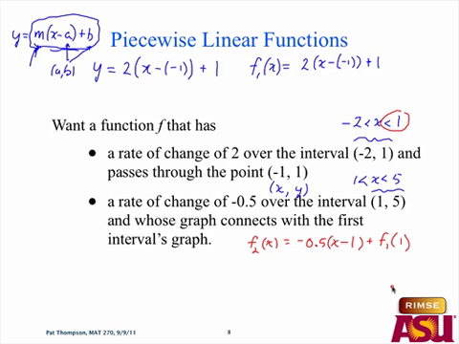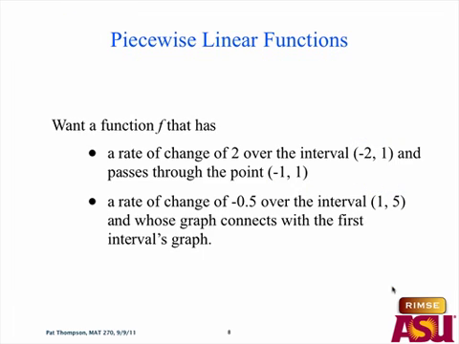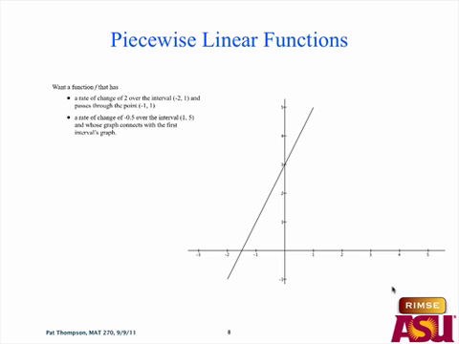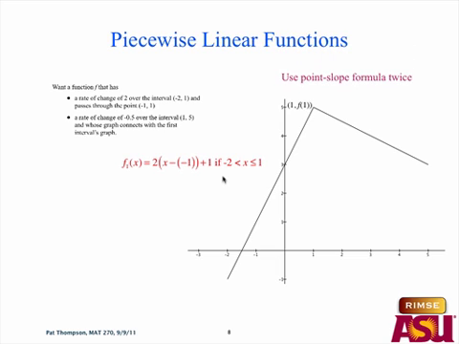Okay, any questions? Let's see what the graph looks like. Anybody have a question? Does it make sense? Okay, so there's the first one. That's that first graph, and we came up with the equation, what? f1 of x is 2 times (x minus negative 1) plus 1. That's what we got, right? And then for the second one, we got that, right?